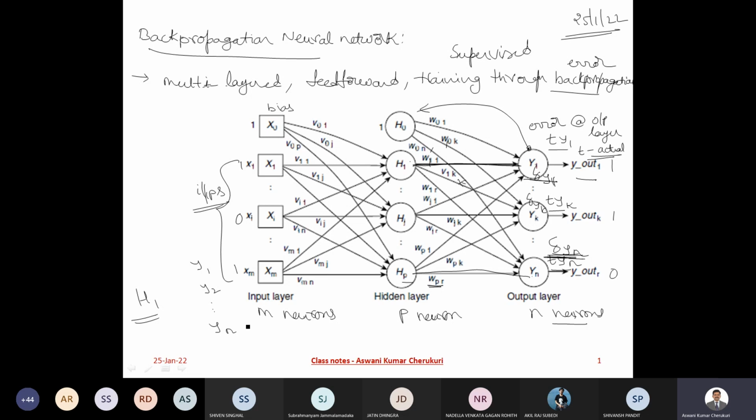Is it not? The error del Y1 comes, error from del Y2 comes, error from del Yn also comes. And when it comes, these values get multiplied and come. So del Y2 is multiplied with the corresponding connection weight and comes. Del Yn is multiplied with the corresponding connection weight and comes to hidden node H1. That is what we are discussing. Is that clear? Hello? Are you able to follow?